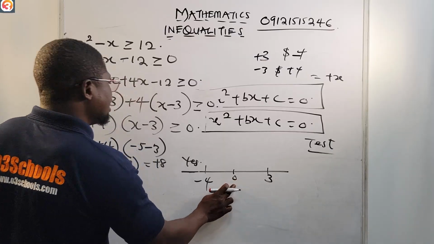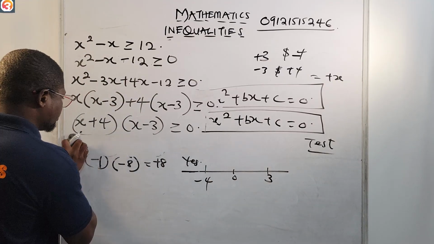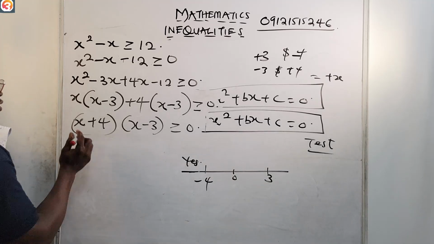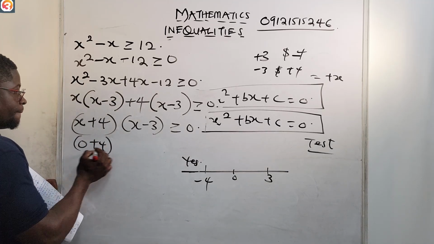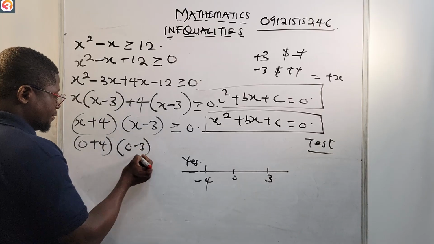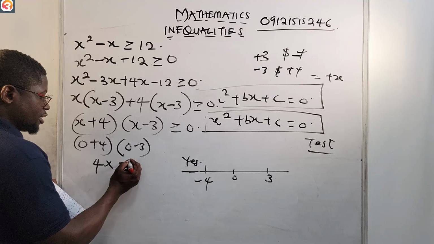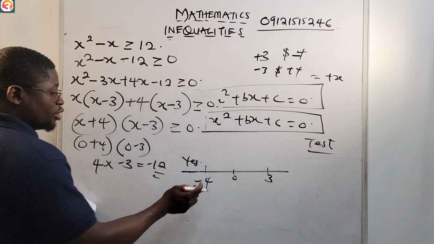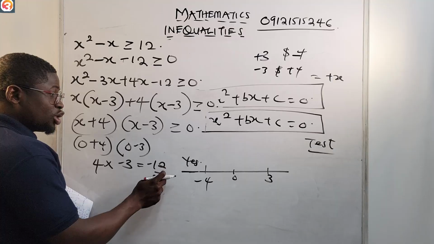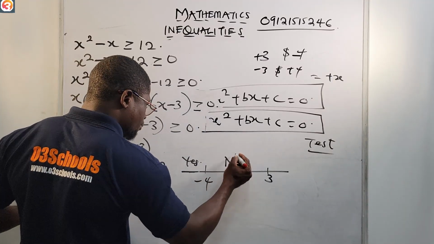Now let us pick a value between minus 4 and 3. 0 can go. Let us take 0. If you put 0 in this equation, 0 plus 4 into 0 minus 3. 0 plus 4 is 4. Times 0 minus 3 is minus 3. 4 times minus 3 is minus 12. Does this satisfy this inequality? Is minus 12 greater than 0? No. It's lesser than 0. So here, we put a big no.